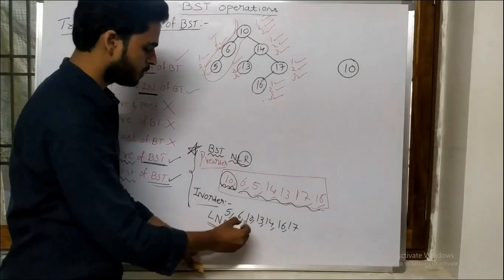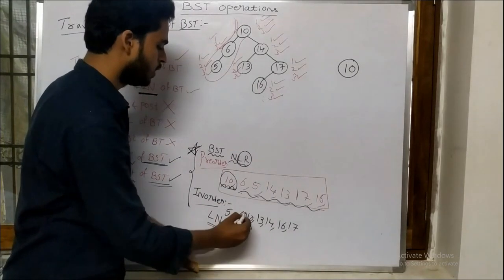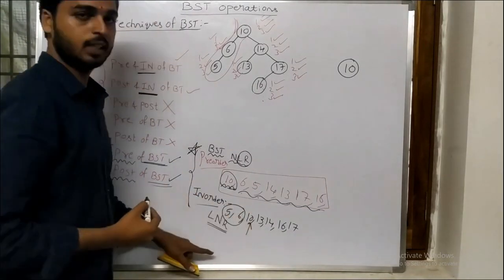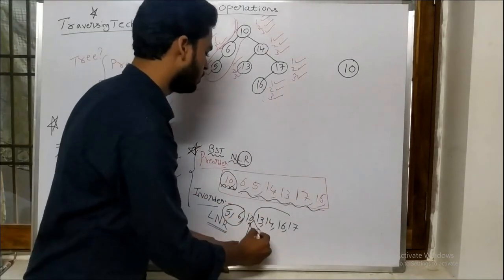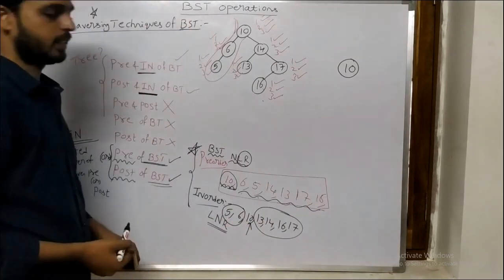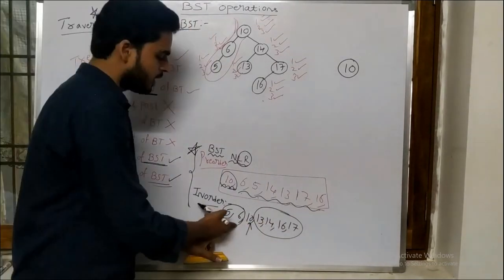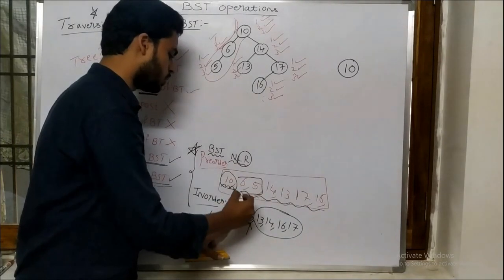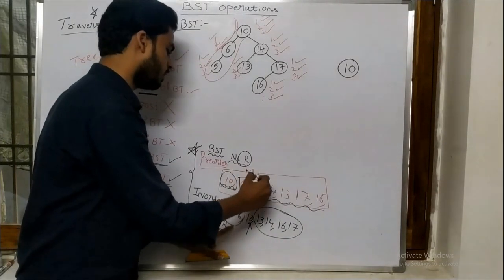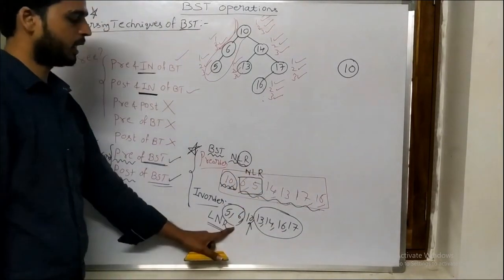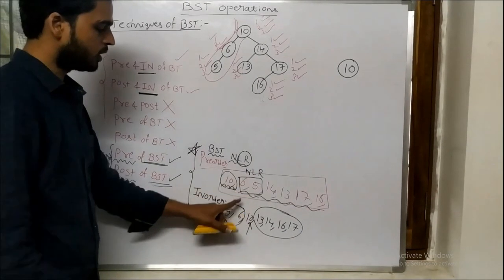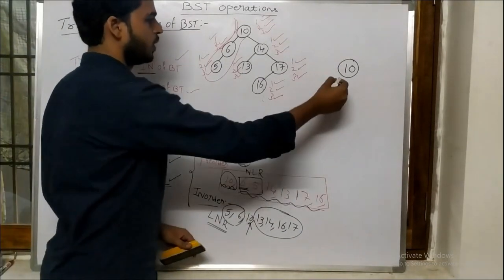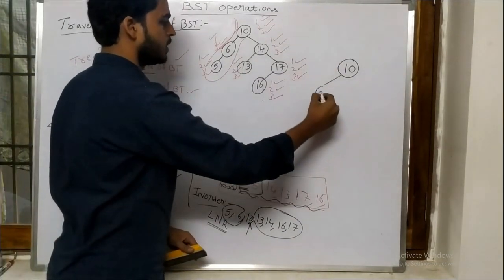That is, where is 10? 10 is present here. So 5 and 6 are present on the left side and 13, 14, 15, 16, 17 are right side. So among 5 and 6, which one is a root node you have to define, right? So you have to take these two and apply the technique of NLR. So what is node? 6. 6 is the node. Which is present on the left side? 6.